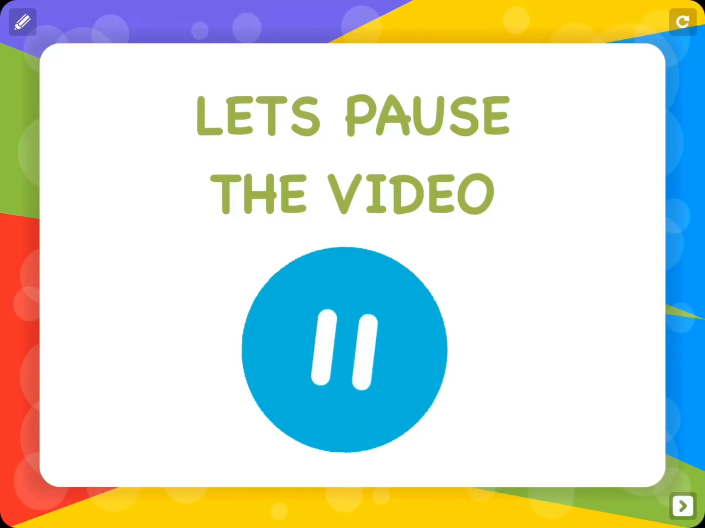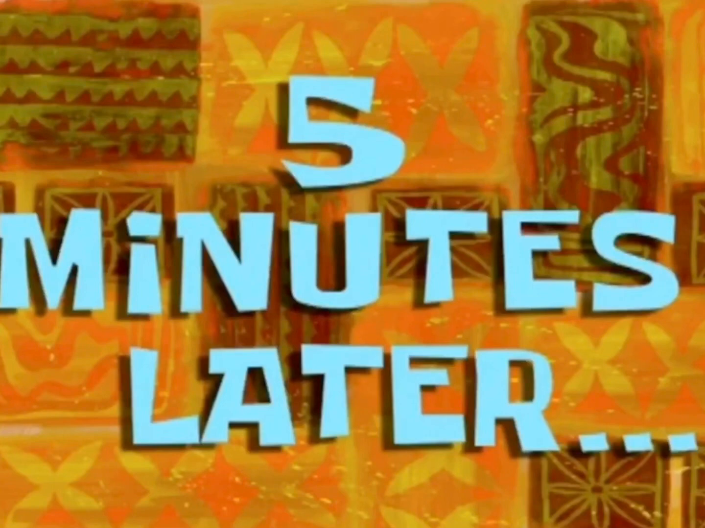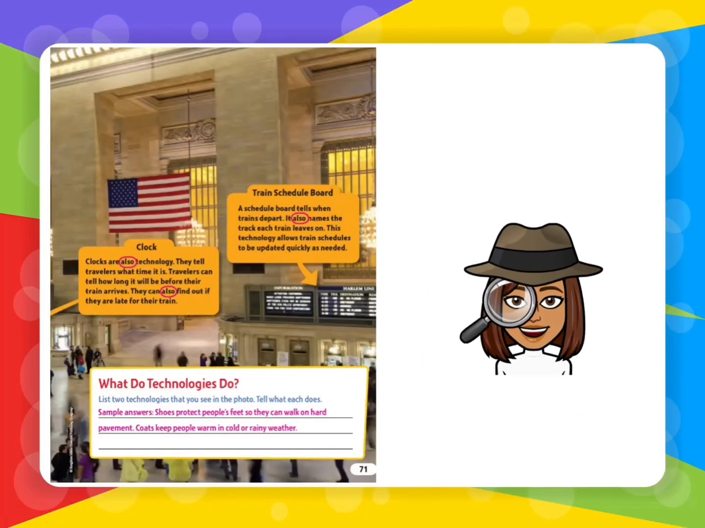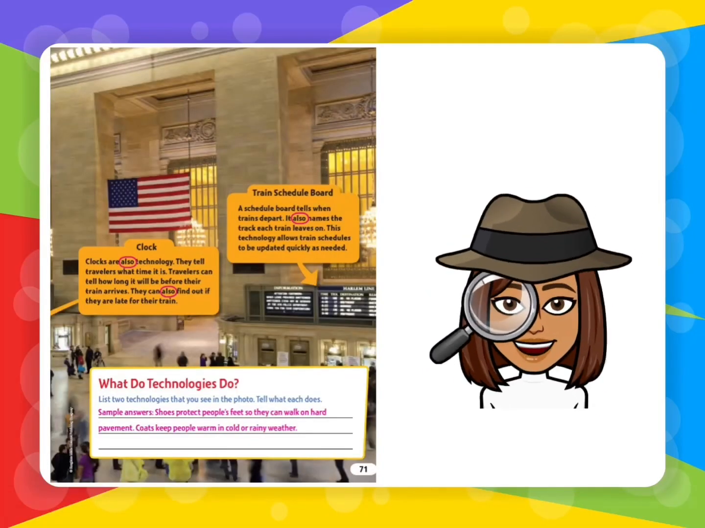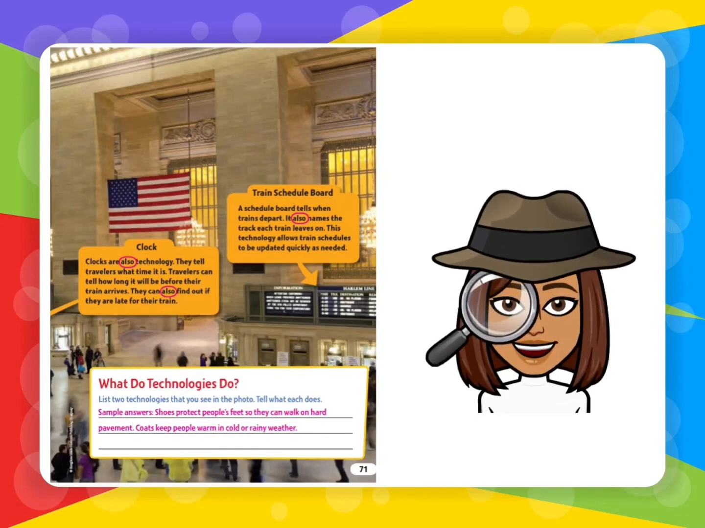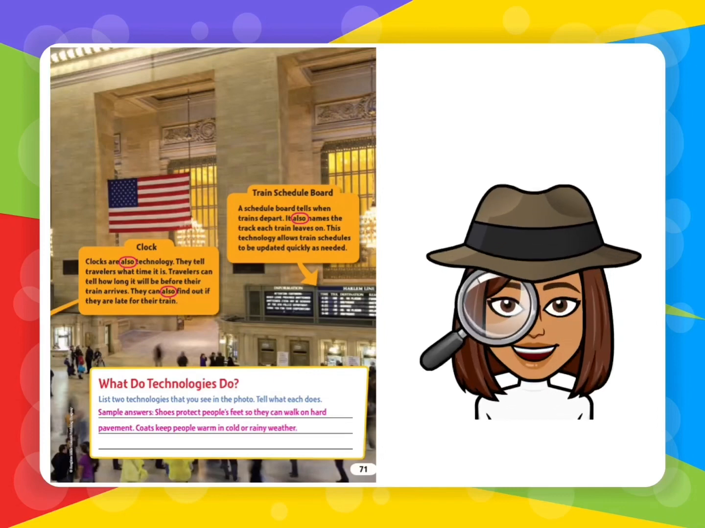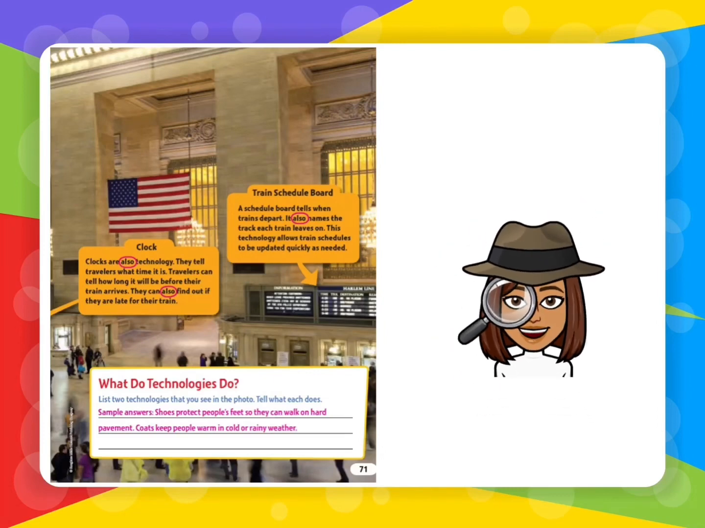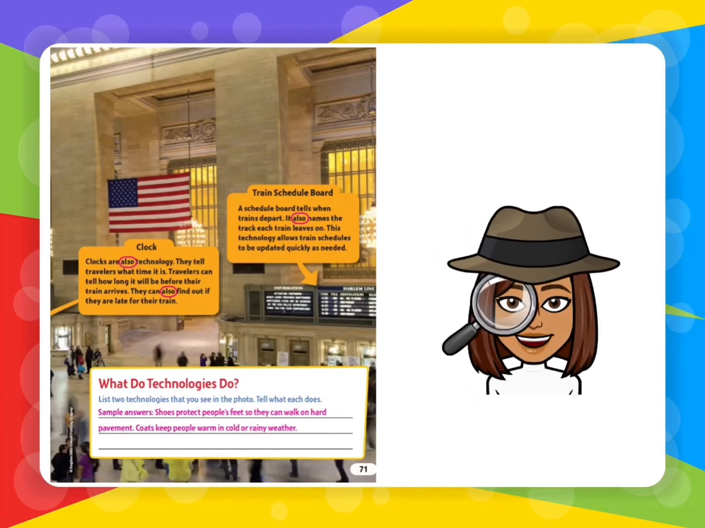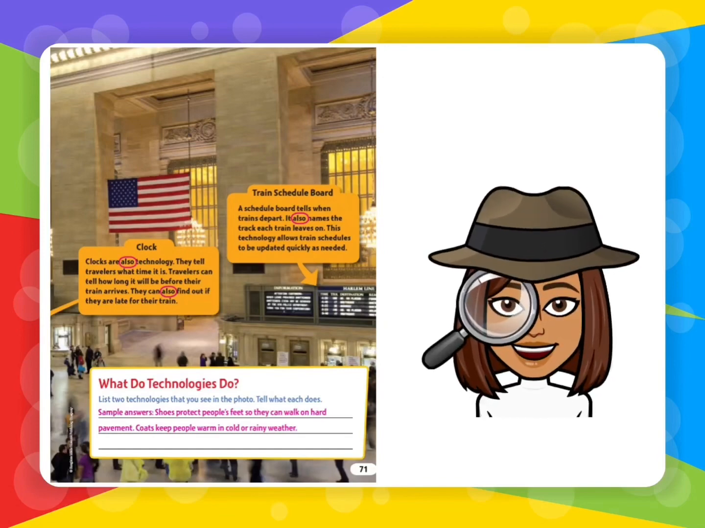Let's pause the video so we can have enough time to work, and then we are going to compare our answers. Good luck! 5 minutes later. Miss Kelly's answer is shoes, because they protect people's feet so they can walk on hard pavement, and also coats because they keep people warm in cold or rainy weather. What are your answers?